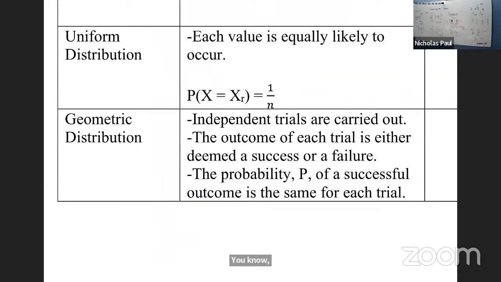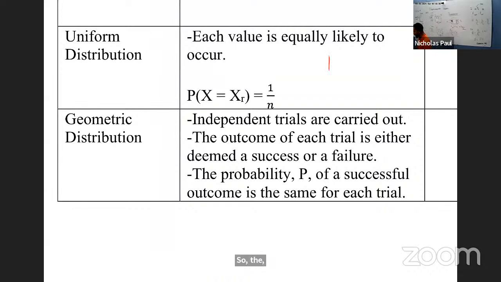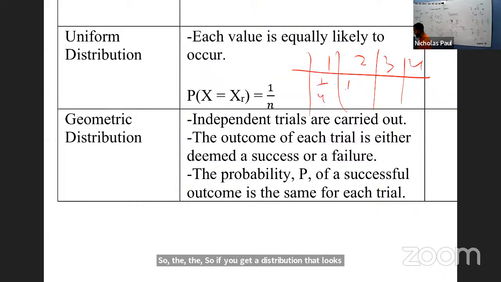Remember, uniform and geometric are discrete. In a uniform distribution, each value is equally likely to occur, so the probabilities are all the same. If you get a distribution that looks like this, 1, 2, 3, 4, and each of the probabilities is the same, that is a uniform distribution.